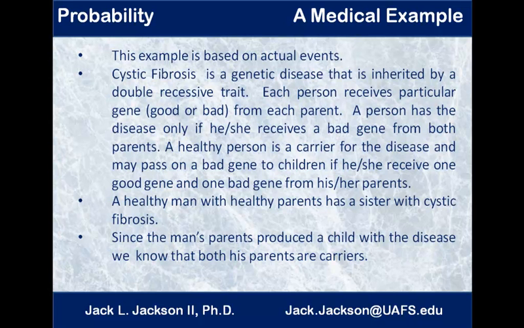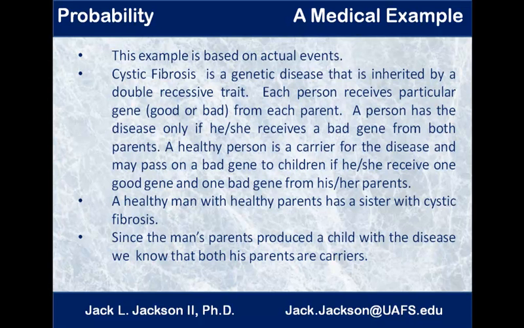If you get a good gene from one parent and a bad from the other, you're a carrier for the disease. You don't actually have the disease. You're perfectly healthy from this disease, but you can possibly pass the bad gene on to your offspring. Of course, if you got both good genes, there's no way you can pass this disease on. Your children will definitely not have it.